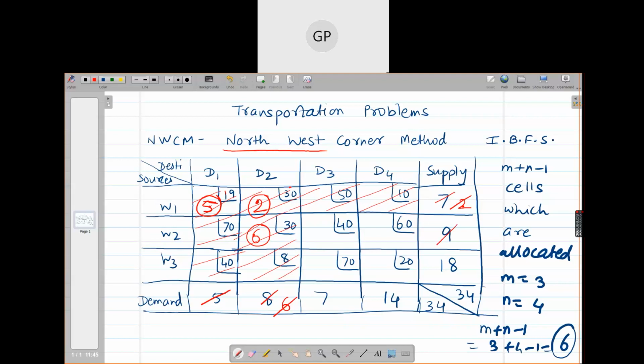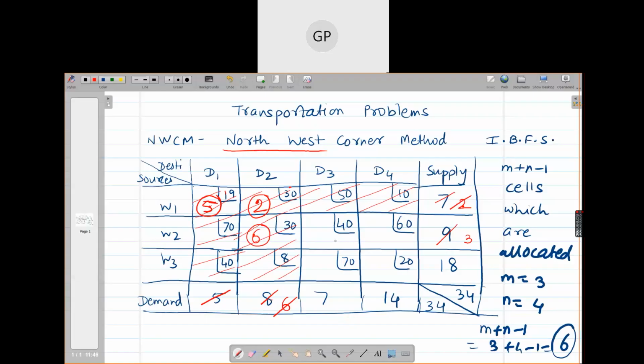And what is happening at W2? 3. Remaining 3 units are still left. Right? Has everyone understood up to here? Yes, ma'am. Okay.